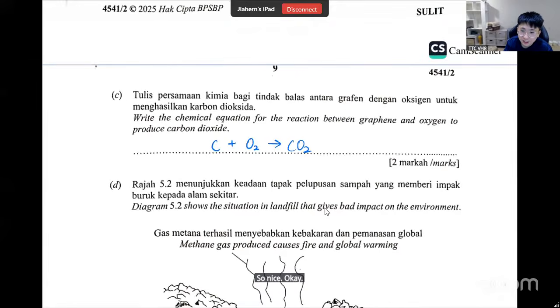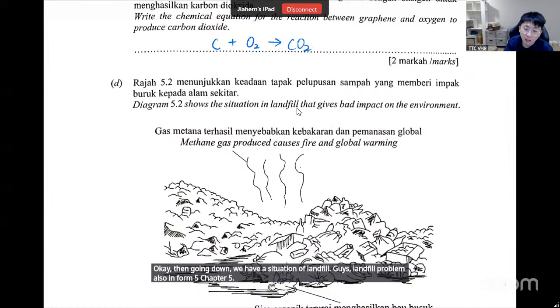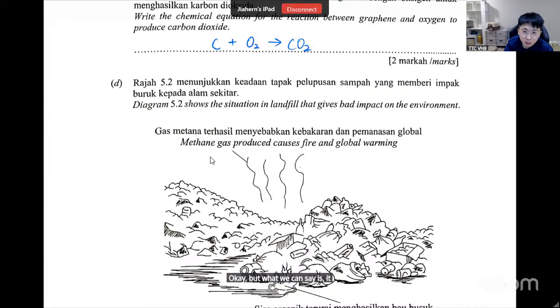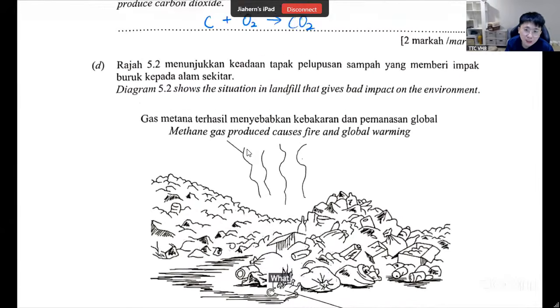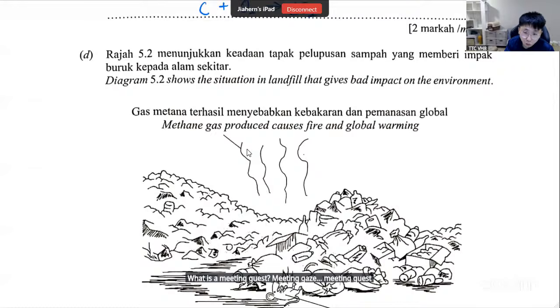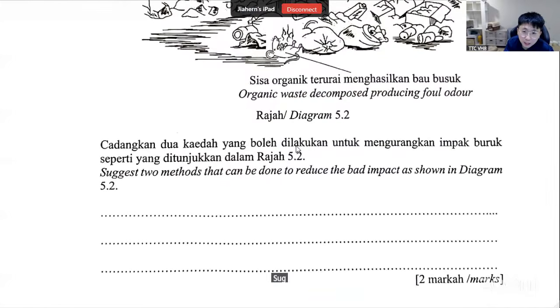Okay, then going down, we have a situation of landfill. Guys, landfill problem is also in Form 5 Chapter 5. But we can say it gives you methane gas. Just in case you remember Form 5 Chapter 2, we learned about methane gas before. What is methane gas? Methane gas is basically your petroleum gas, which we use for cooking, for burning, for starting fire. So methane gas causes fire and global warming. So what they're asking is, suggest two methods that can be done to reduce the bad impact as shown.